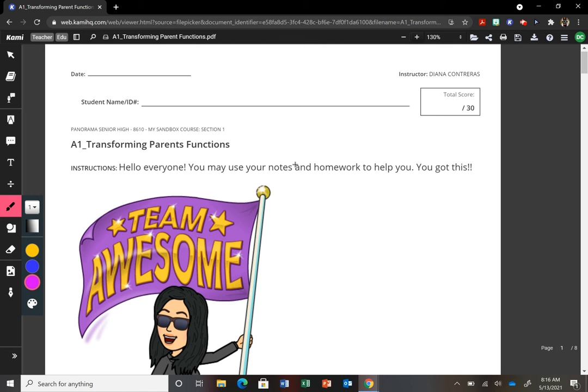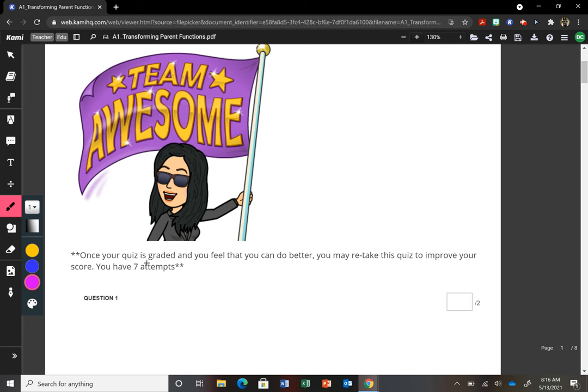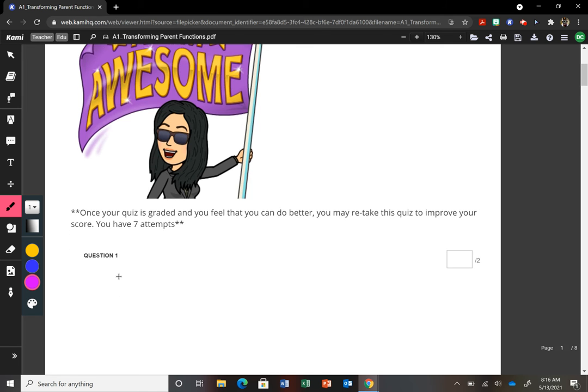Okay, and the quiz is on transforming parent functions. So the instructions state that you may use your notes and homework to help you. Once your quiz is graded and you feel that you can get a better score, you can retake this quiz to improve that score. Okay, and you have 7 attempts.